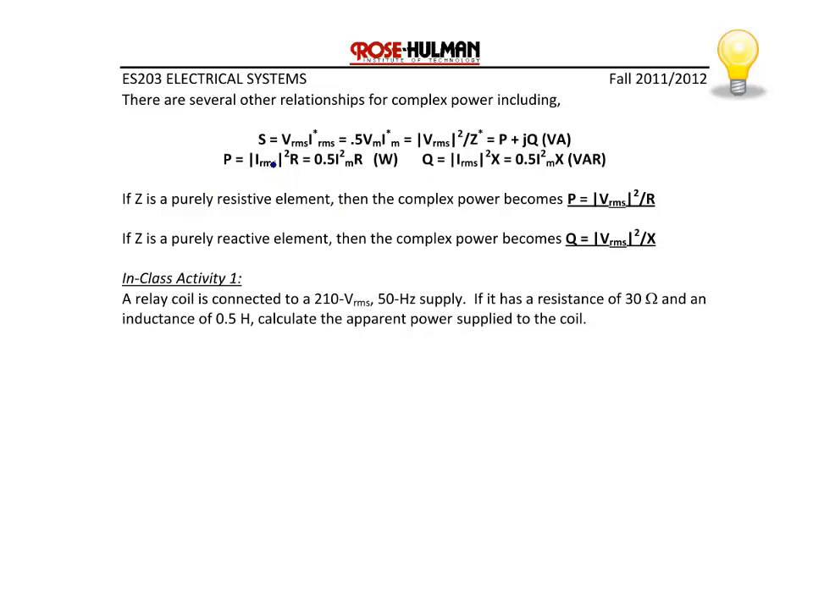For average power, we can use the magnitude of I_RMS squared times R, which we used last lecture, or 1/2 I_M squared times R. Or for Q, we could use the magnitude of I_RMS squared times X, or 1/2 I_M squared times X. If Z is a purely resistive element, then the complex power simplifies to just average power equal to V_RMS squared over R. And if Z is a purely reactive element, such as an inductor or capacitor, then the complex power becomes Q equals V_RMS squared over X.